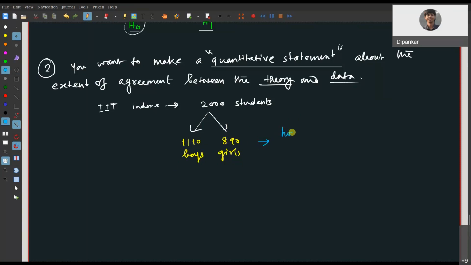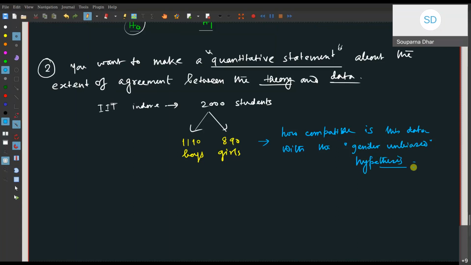This is how compatible is this data with the equal ratio or the gender unbiased hypothesis. Sir, in number two, you have written the theory and data agreement. The theory means hypothesis here, right? Yes, theory means hypothesis. Yes, between the hypothesis and the data.